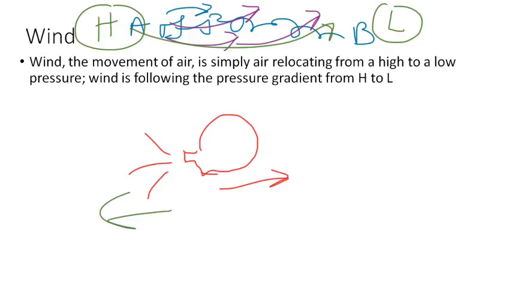Okay, so why does the air come out of the balloon? Well, it comes out of the balloon because there's a high pressure in here and there's a lower pressure out here. That's why the air relocates and creates wind. Okay, so that's just it.